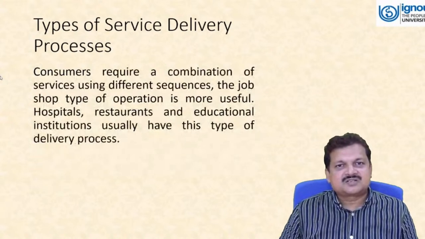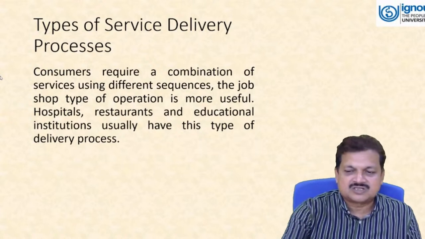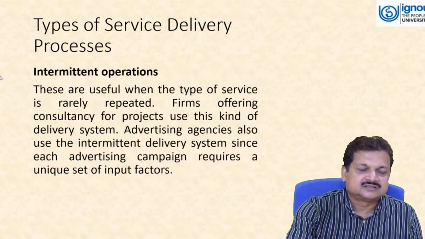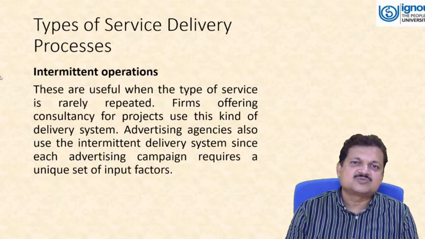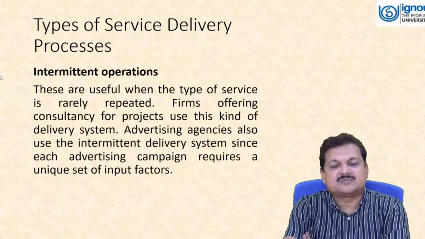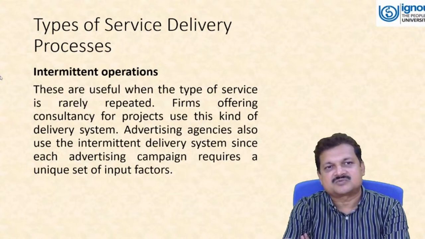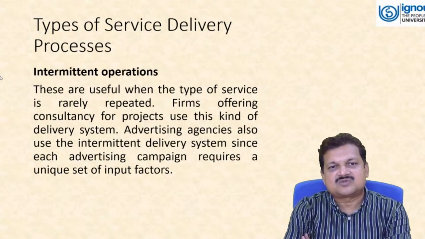Now, when consumers require a combination of services using different sequences, the job shop type of operation is more useful. Hospitals, restaurants, mostly you will find these kinds of things. And the last one is intermittent operations, which are useful when the type of service is rarely repeated. So no repetition of the services. So within two services, one service will be there.